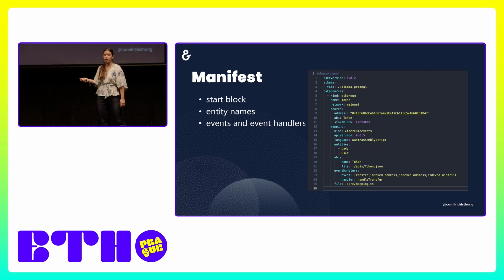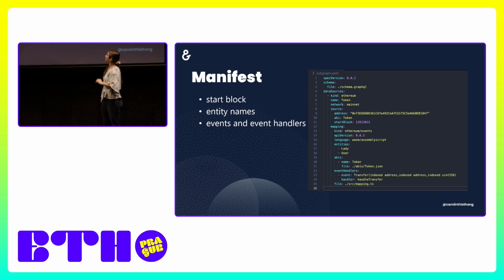But you define the start block. This is an optional parameter that basically makes it so that you don't have to start indexing from the very first block, from the Genesis block. If you know for a fact your contract is in like block 14 million, it doesn't make sense to spend all that time indexing. So you can define the start block.